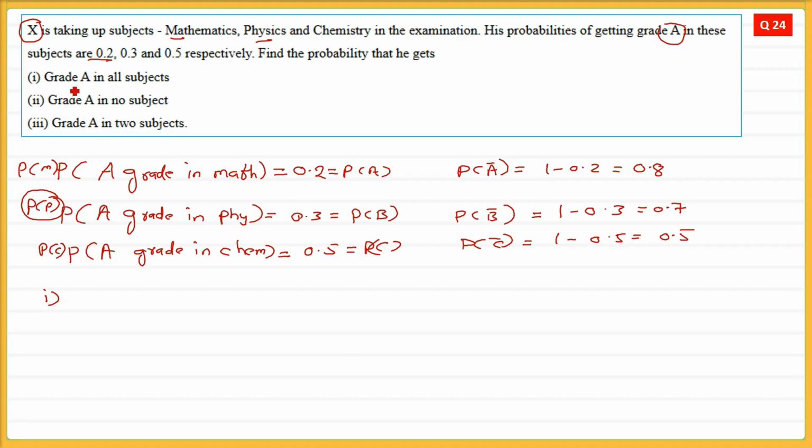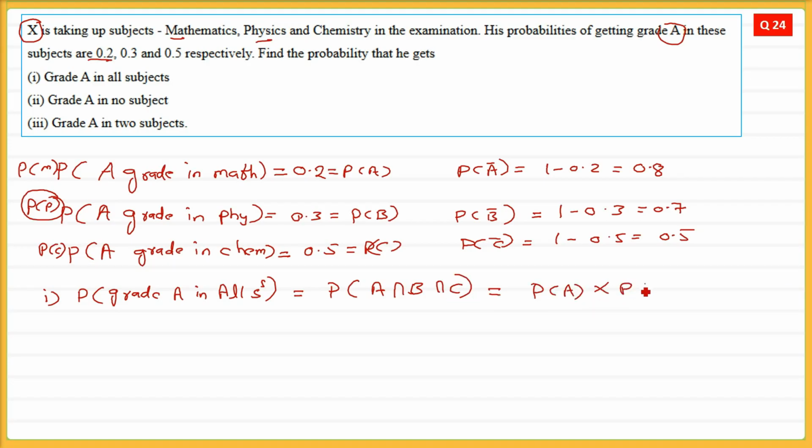The first one is grade A in all subjects. That is mathematics, physics as well as chemistry, all the 3 A. So getting grade A in all subjects, that's how we are going to write it as probability. This is nothing but the probability of A, B and C all together. So we intersect them as per the probability, and this is nothing but PA multiplied by PB multiplied by PC, because these are independent events. So what is PA here? 0.2. PB here is 0.3, and the third one comes out to be 0.5.